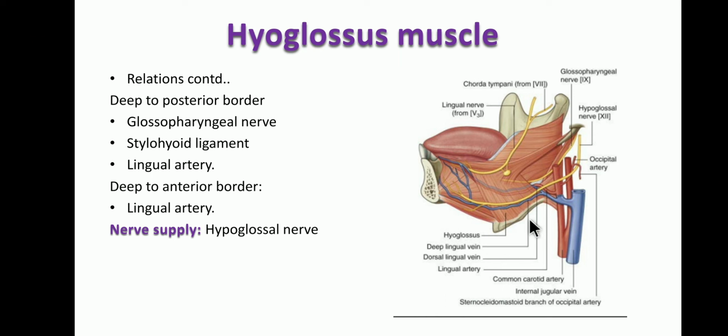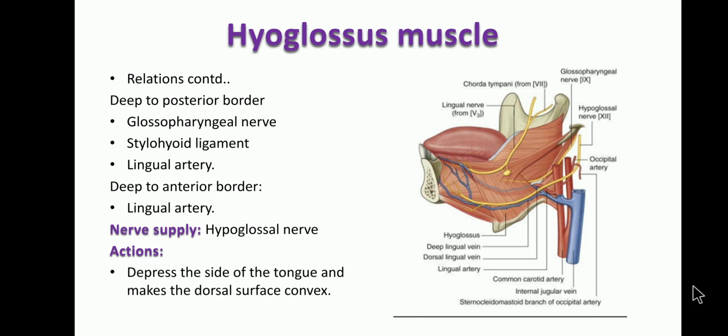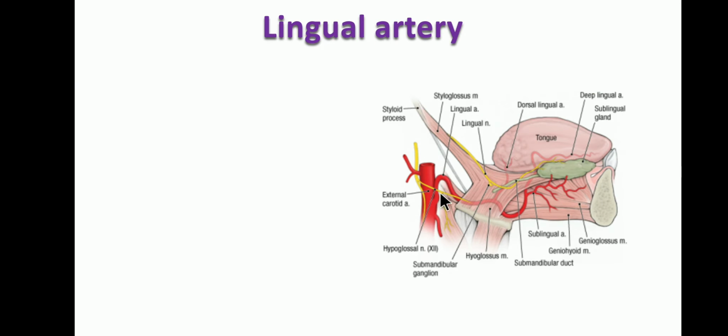So action, it pulls the side of the tongue, as I told you, and it actually retracts the protruded tongue. Protrusion is mainly by the genioglossus muscle, which is also considered as the safety muscle of the tongue. Okay, so that is about the hyoglossus muscle, its relations. So next we will also quickly have a look at the lingual artery.